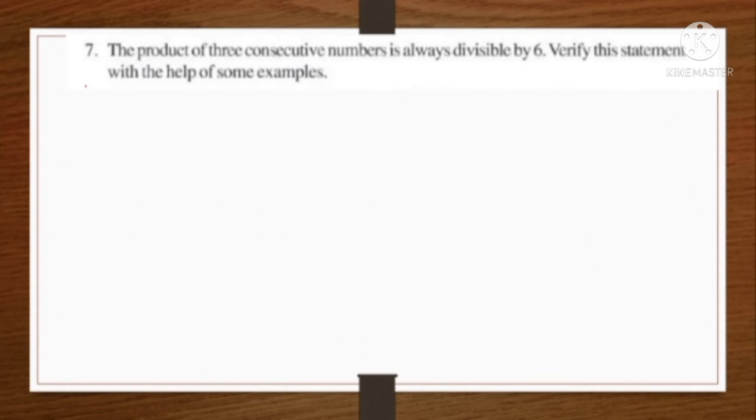Next, sum number 7. The product of three consecutive numbers is always divisible by 6. Verify this statement with some examples. So we have to give some examples and show that the product of three consecutive numbers is divisible by 6. Consecutive means the next numbers: 1, 2, 3, 4, 5, 6. Like that we have to choose three consecutive numbers. For example, 2, 3, 4. So 2 into 3 is 6, 6 fours are 24. So this 24 is divisible by 6, isn't it? So it is divisible.